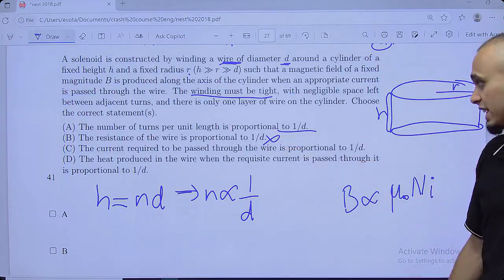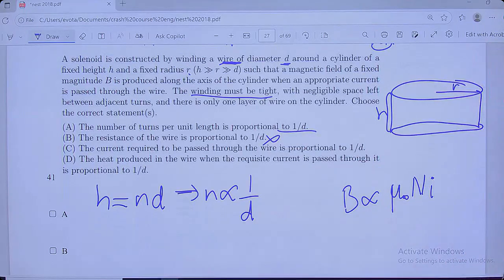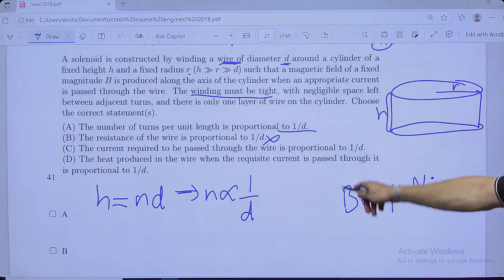Option C says that the current to be passed through the wire is proportional to 1 upon d, such that a magnetic field B is produced.